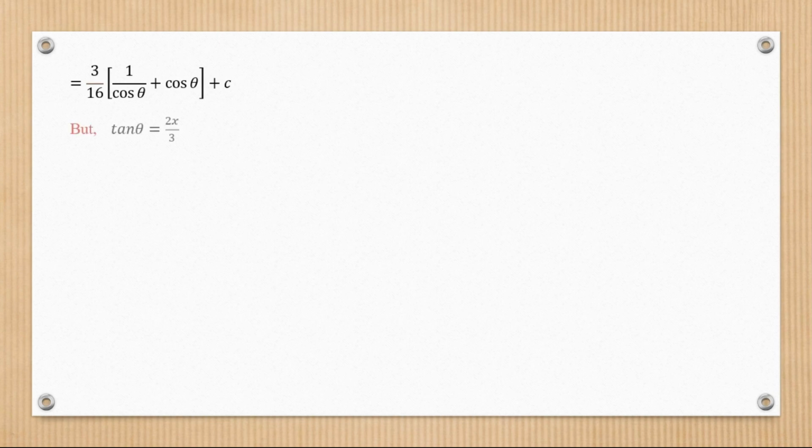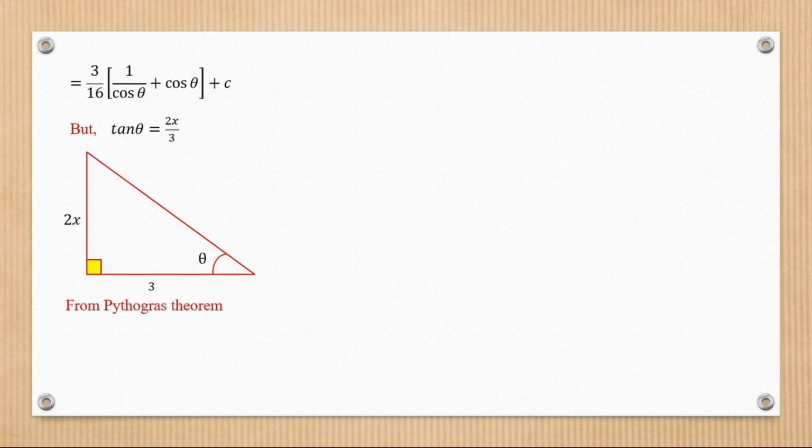But remember that tan theta is 2x over 3. So what that means is, from a right angle triangle, the opposite is 2x and the adjacent is 3. So now let's first find the hypotenuse so that we know what cos theta shall represent. So the hypotenuse, we're going to find it from Pythagoras theorem. So from Pythagoras theorem, we'll have 3 squared plus bracket 2x squared being equal to c squared. So c squared shall be equal to 9 plus 4x squared.